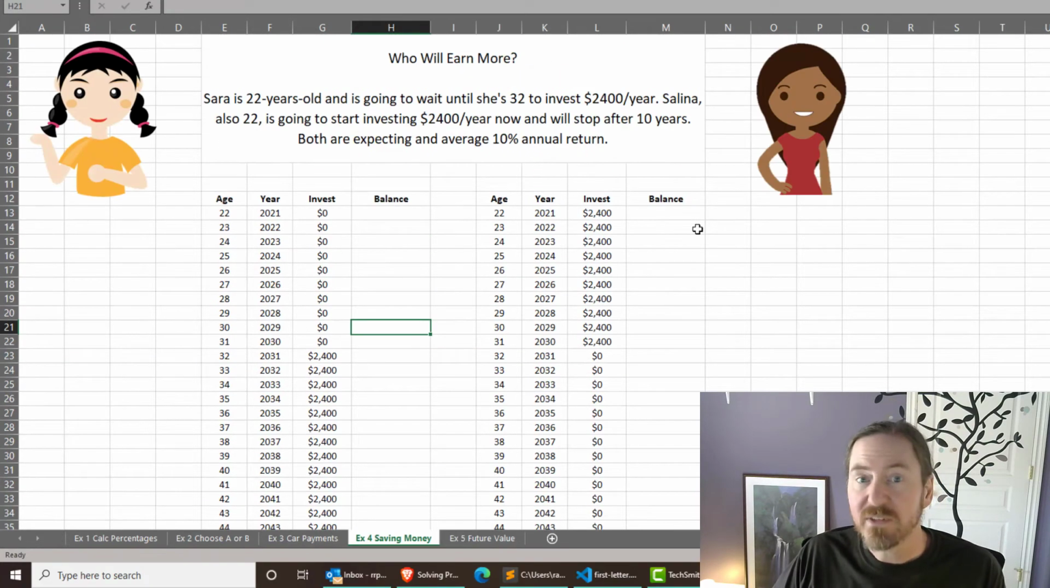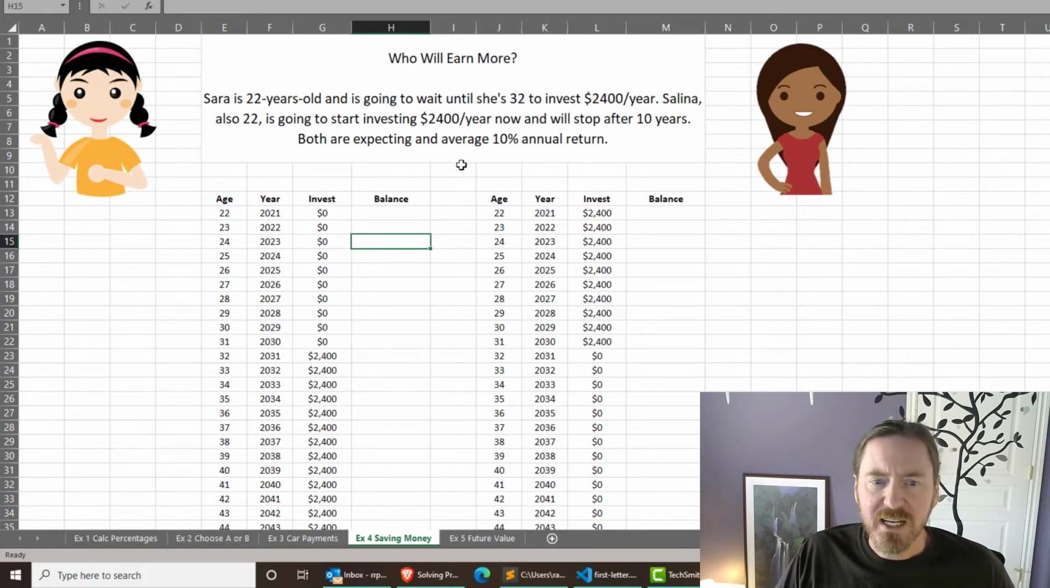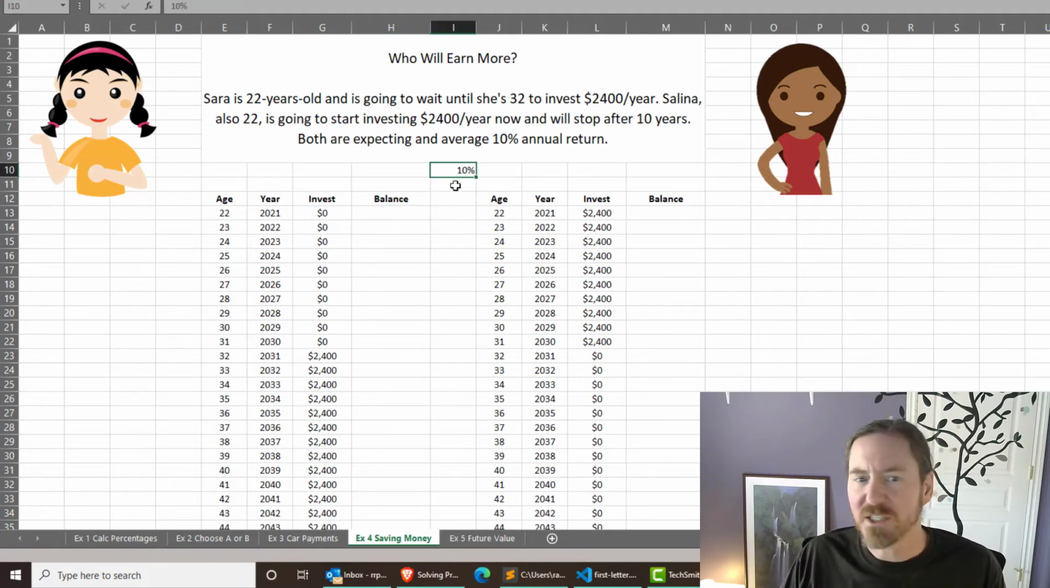Now, of course, it's a 50-50 shot. You could guess at which one's going to be better off, but we want to use Excel to prove the case. So let's see what we've got going on here. Both are expecting an average 10%, so it's a word problem. All right, so we got 10%. You know what I'm going to do? I'm just going to type a 10% right here so that I can reference it really easy with my formulas, and then I can change that number if I want to just to see what happens.